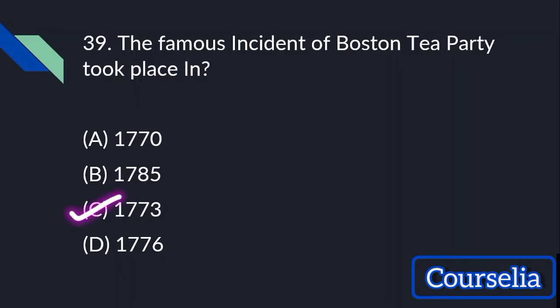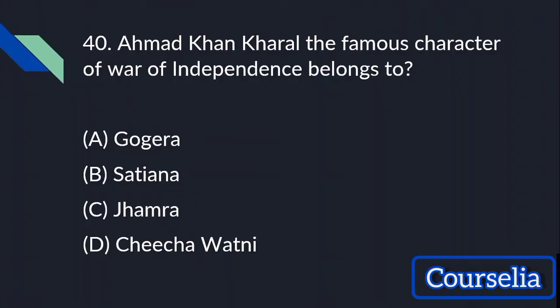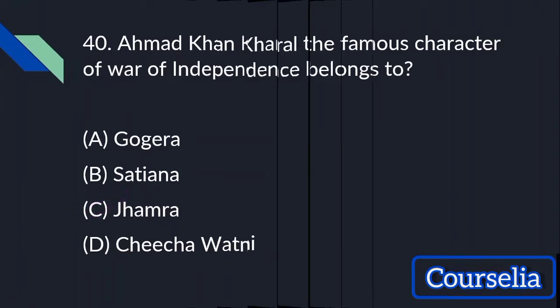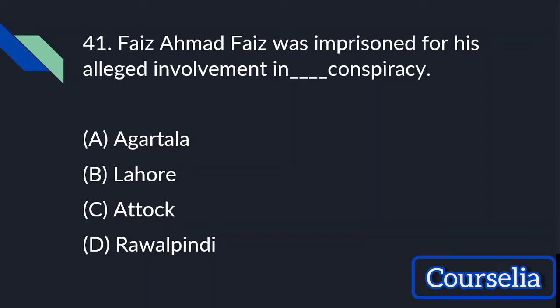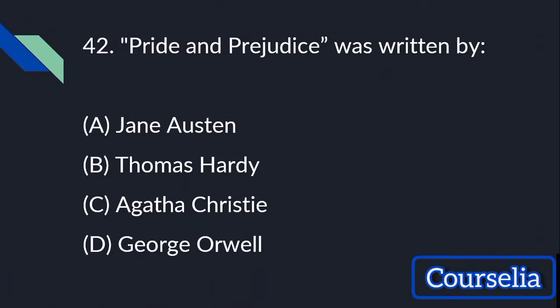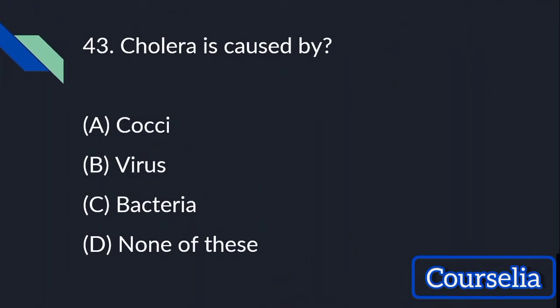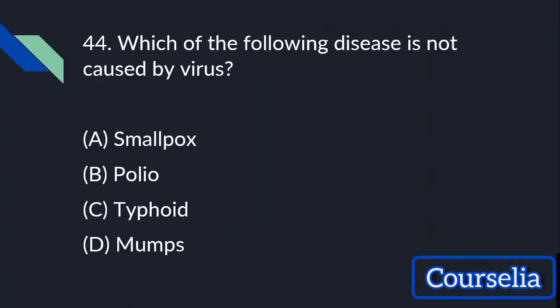Answer is 1773. Ahmad Khan Kharal, the famous character of War of Independence, belongs to. He was the Nawab of Jhamra. Faiz Ahmad Faiz was imprisoned for his alleged involvement in the conspiracy. Rawalpindi. Pride and Prejudice was written by Jane Austen. Cholera is caused by cocci, virus, bacteria, none of these. Bacteria. Which of the following disease is not caused by virus?